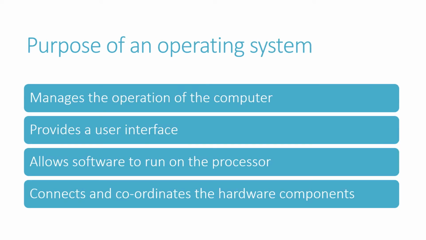The purpose of an operating system is to manage the operation of the computer. The operating system provides the user interface that lets you, the user, interact with the hardware and software. It allows software to run on the processor. It loads it and engages it with the fetch execute cycle. And it connects and coordinates the peripherals, the various hardware components that make up the complete computer system. So these are all really important tasks.